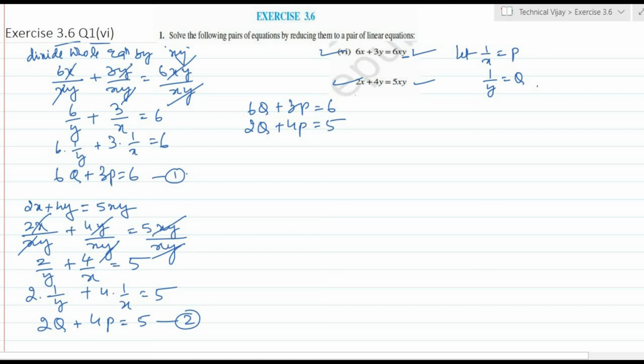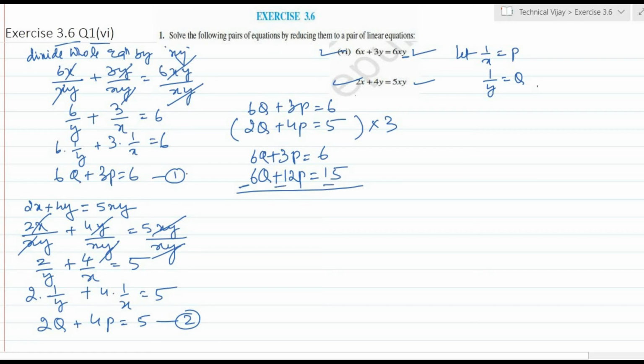Here the coefficient of any variable is not equal. So this equation I will multiply with 3 so that this will become 6. Okay, this one I will write as it is: 6q plus 3p is equal to 6. This I will multiply with 3. So 3 into 2 is 6q plus 3 into 4 is 12p is equal to 3 into 5 is 15. So I will subtract these two equations.